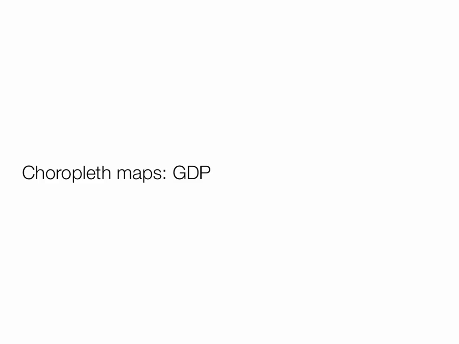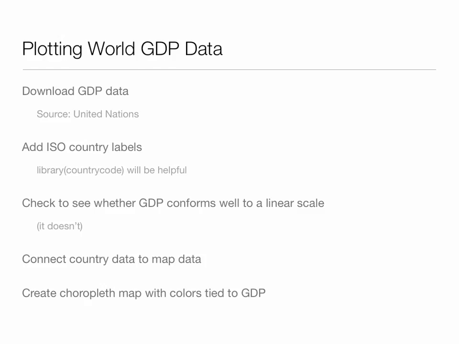So, how do we make a choropleth map of the world? Well, there are a couple different ways to do it. We're going to use our world maps package, and the reason to do it is that it's more straightforward than it is with the maps package. Here's the procedure. You download the GDP data, which we'll get from the United Nations. Actually, I've already gotten it pre-processed, so we don't need to worry about obtaining the data for this demonstration.